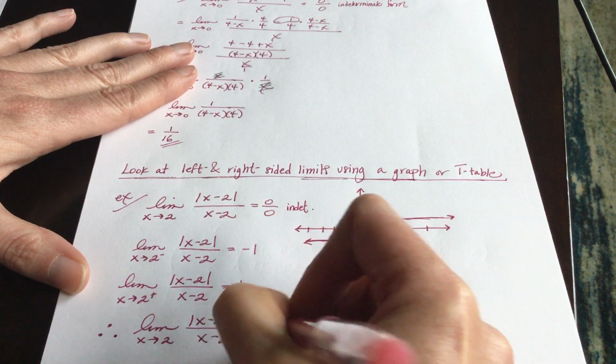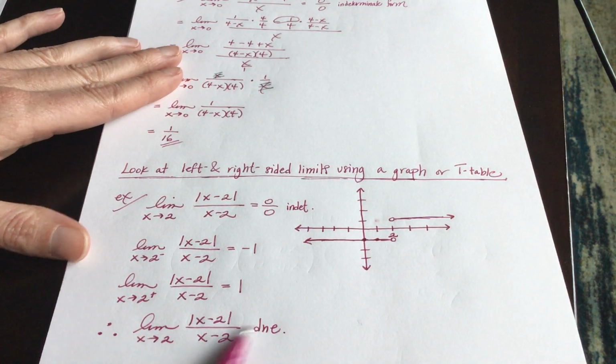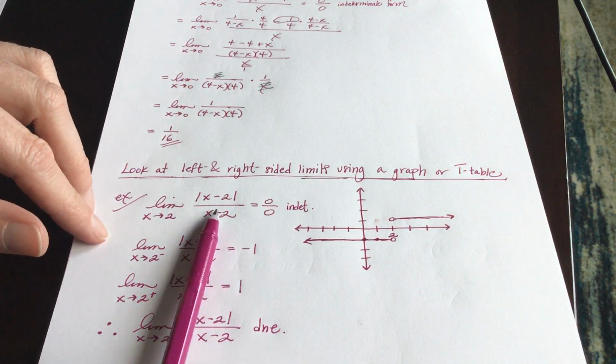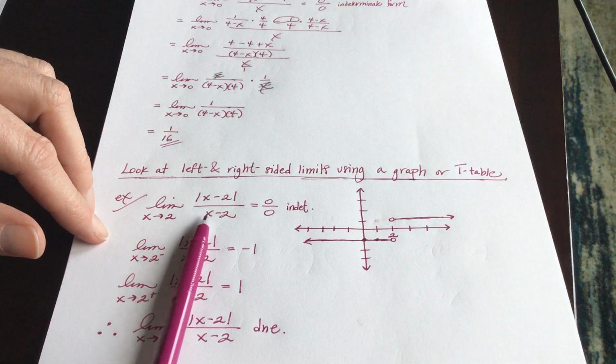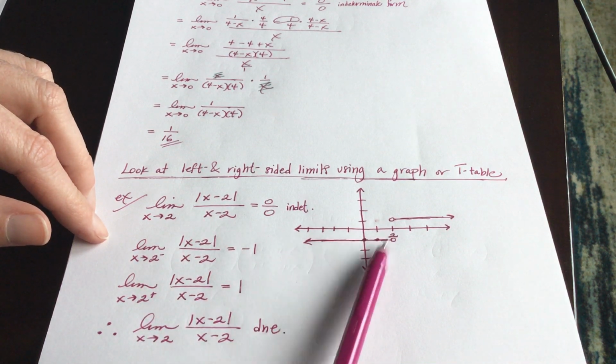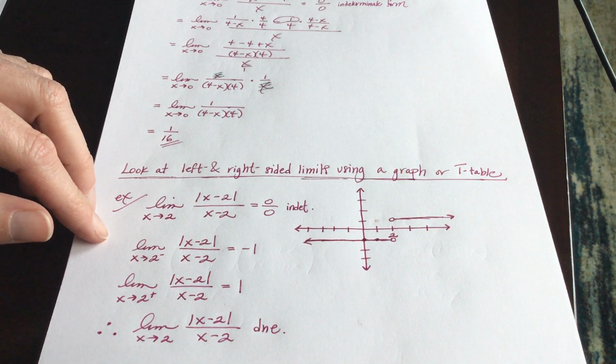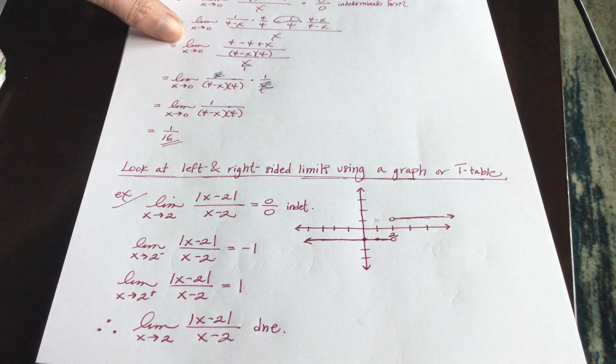does not exist. But notice that for this problem, none of the other techniques I talked about would really be applicable, so you would fall back on what you learned in section 11.1, which is looking at left and right-sided limits. All right, my friends, last example.